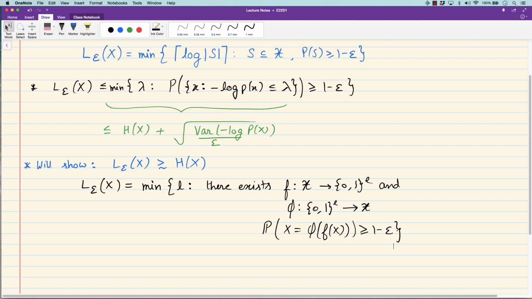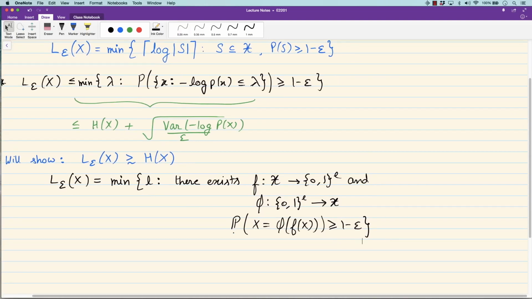I hope the claim is clear. Instead of talking in terms of sets, now we are talking in terms of these mappings f and phi, which you can think of as a mapping f used to encode x into L bits, and then a mapping phi which is used to decode those L bits back to x. And what we want is that this decoded value coincides with the original x with probability greater than 1 minus epsilon. The minimum over L over all such pairs of mappings f and phi, I'm claiming, is exactly equal to L epsilon x. So how do we show that? I'll give a rough proof of this.